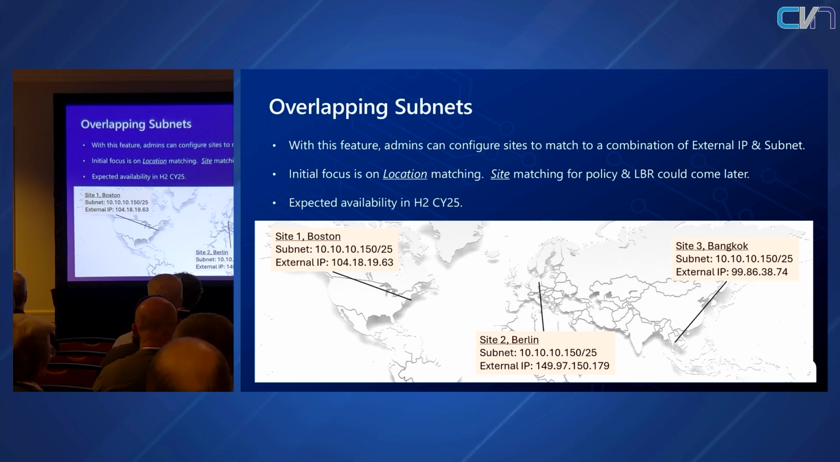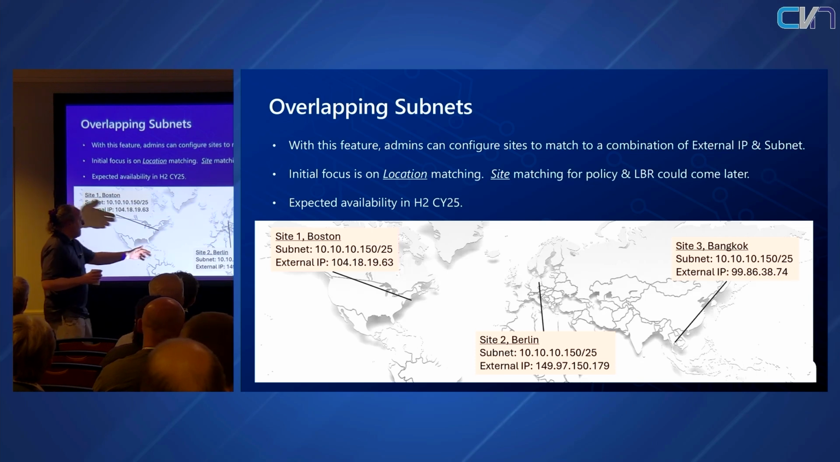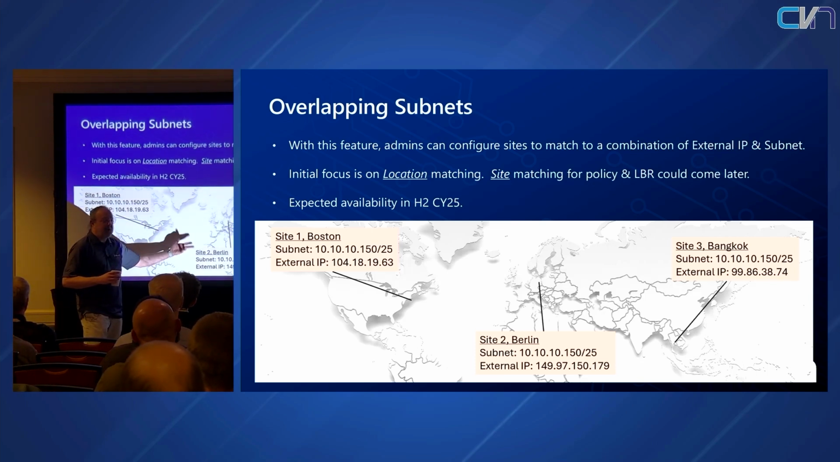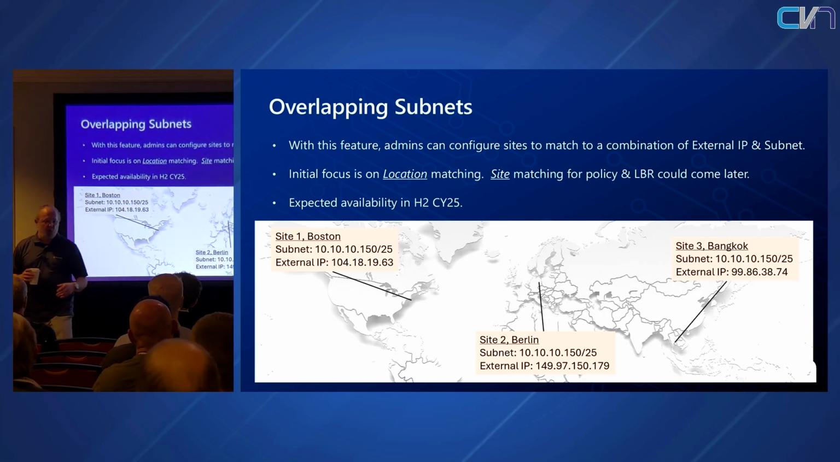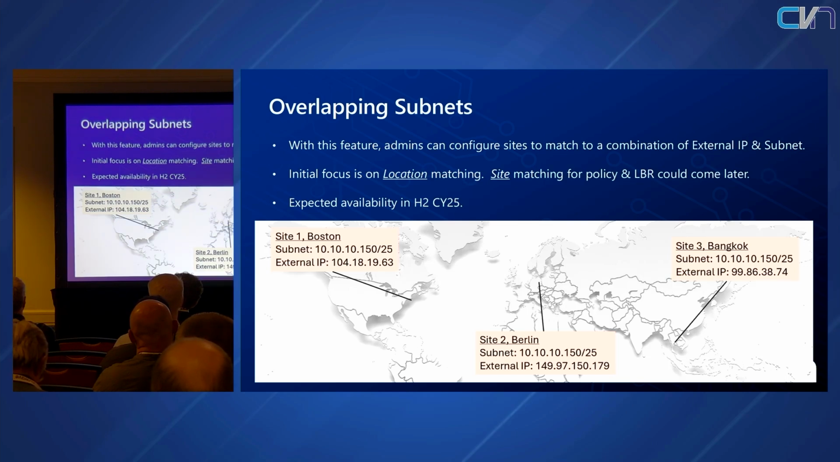External IPs are configured like this. Today, though, they're not associated with the subnet. That's the change that this feature will bring forward. So that way, it'll be the tuple combination of IP and subnet that drives the delivery of this location.